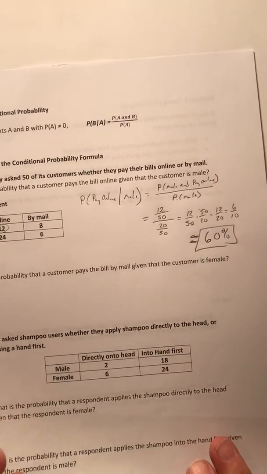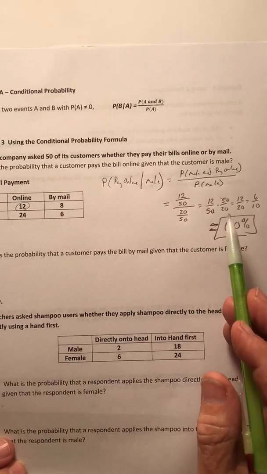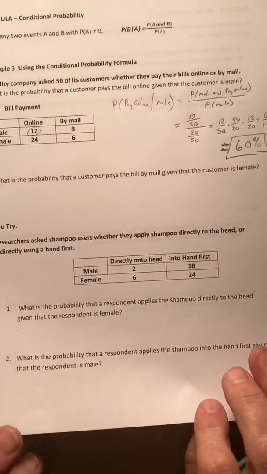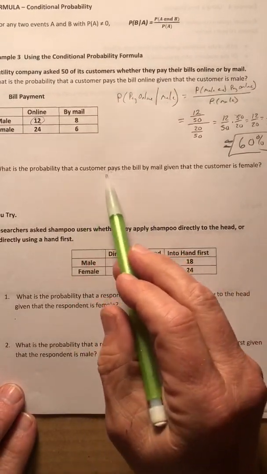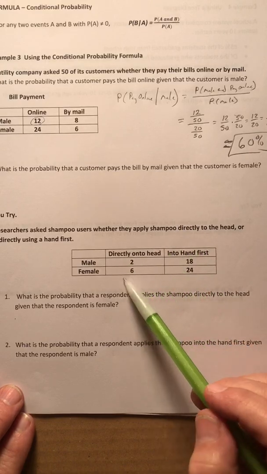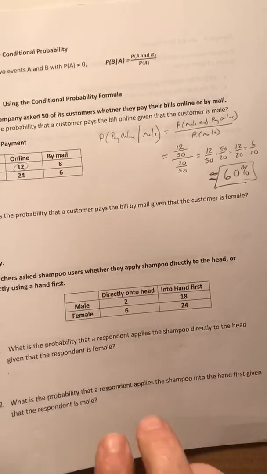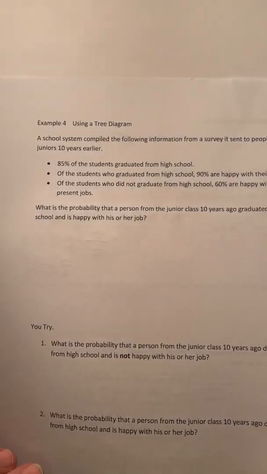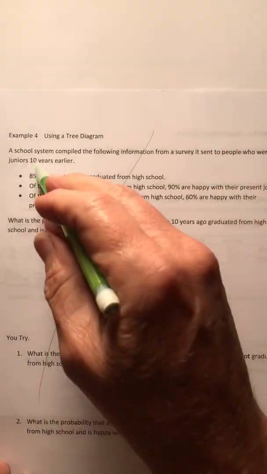All right, so that's how you use the formula. I'm not even going to do the second one, to save some time. So you can do the U-tries. Do those 2 U-tries, and we're not even going to do the tree diagram. All right, so that's it for that section. So I'll give you the classwork worksheet to do for that section for tonight.